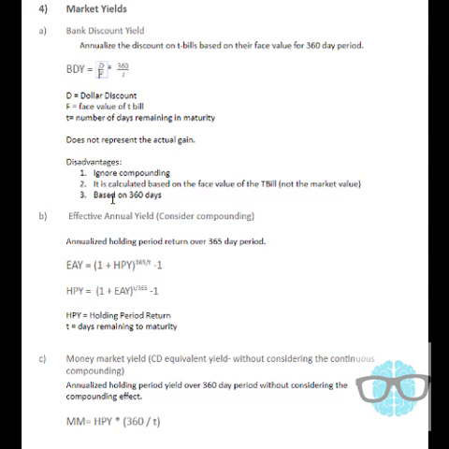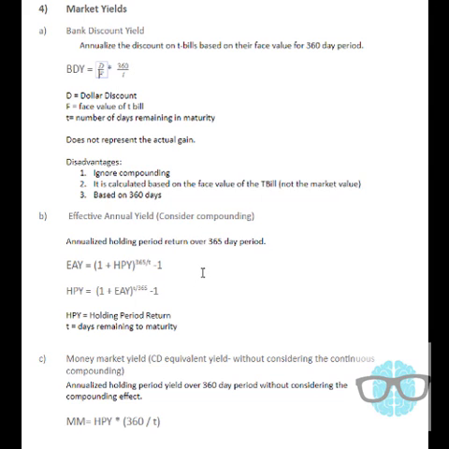So there are a few disadvantages. As you can see, it doesn't take the effect of compounding. It is calculated based on the face value of the T-bill rather than the purchase price or market price where these bills are bought or sold. And it's based on 360 days instead of 365 days.